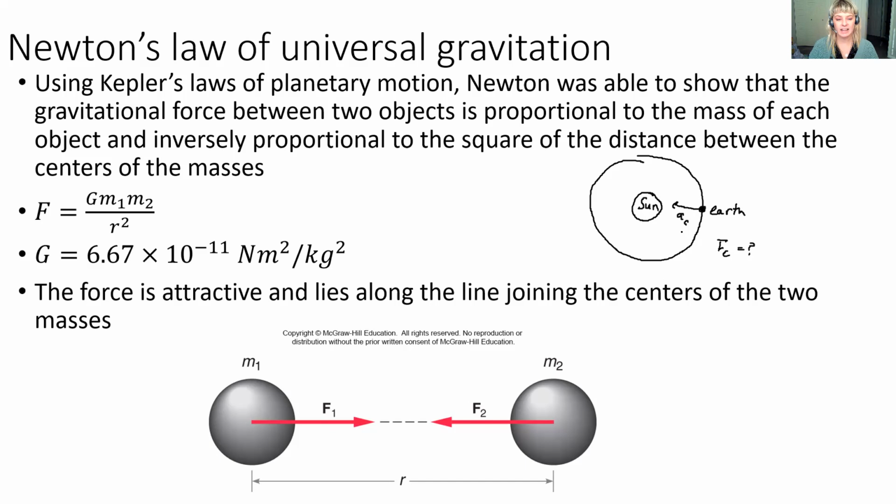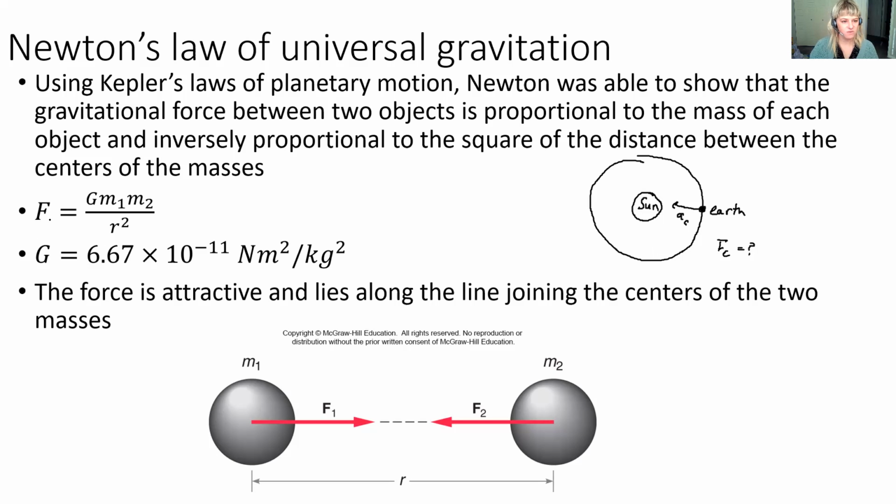And Newton actually built upon what Kepler found in his data, in particular his third law. I won't derive it all. But he built upon what Kepler learned in his third law about the relationship between the period and the distance from the sun. And he came up with the law of universal gravitation. And that's shown right here.